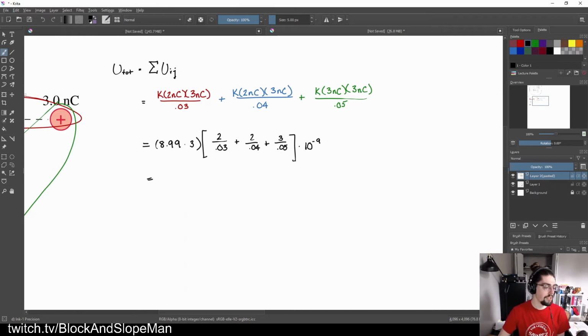So, sum all that stuff up together. What should we find? Something like 4.765 times 10 to the negative sixth joules. Or as I've got it written in Canvas, 4.765 microjoules.